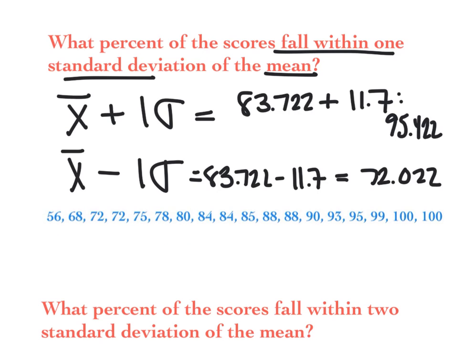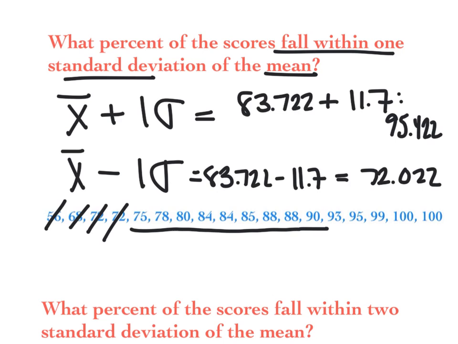So now you go back and you look at that list of numbers, and you want to know how many fall within this number to this number. So I'll just start. Does 56? No. 68? No. Now does 72 fall in between these two? Well, this is 72.02, and this is less than that. So that bears out, and that bears out. So all of these numbers work.